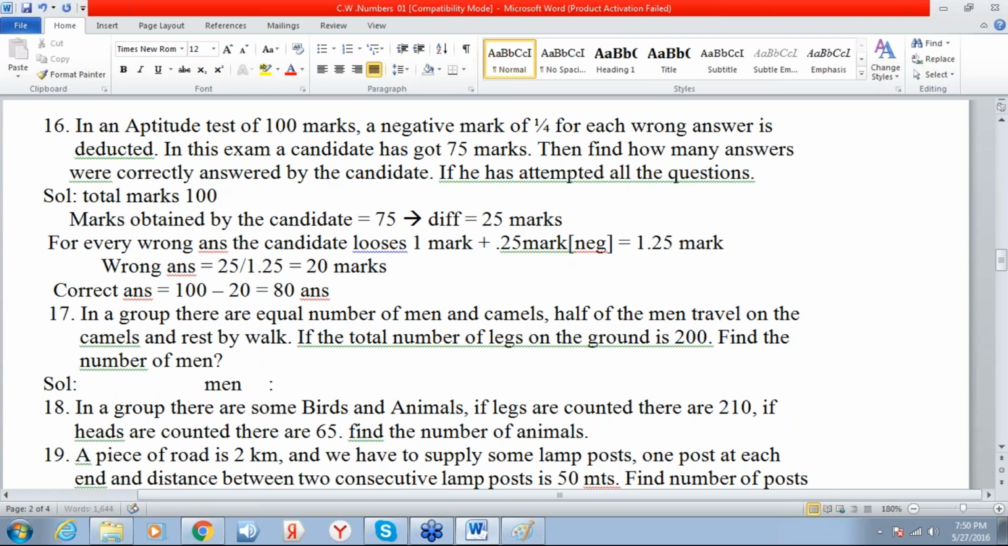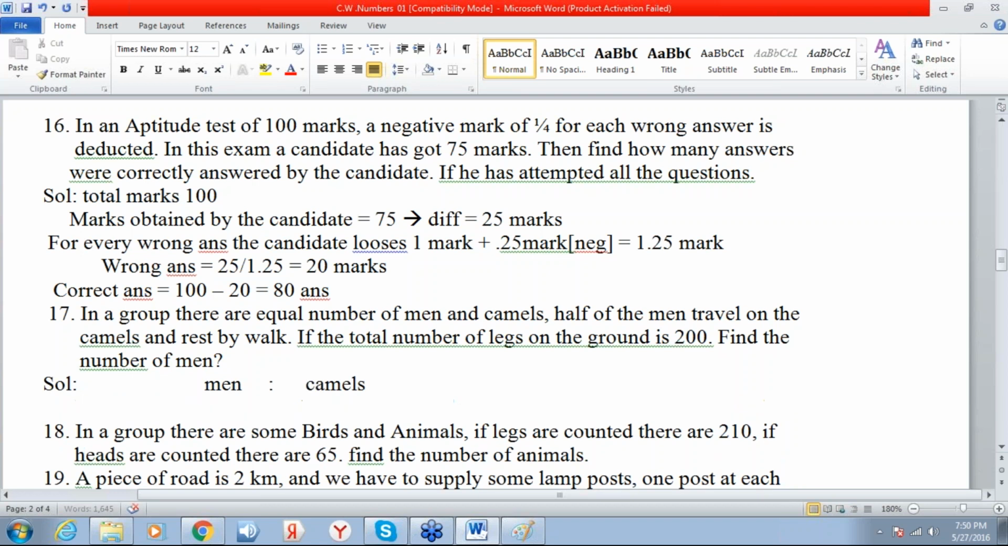Men to camels, what is the ratio in number? There are an equal number of men and camels, so they are in a 1:1 ratio.